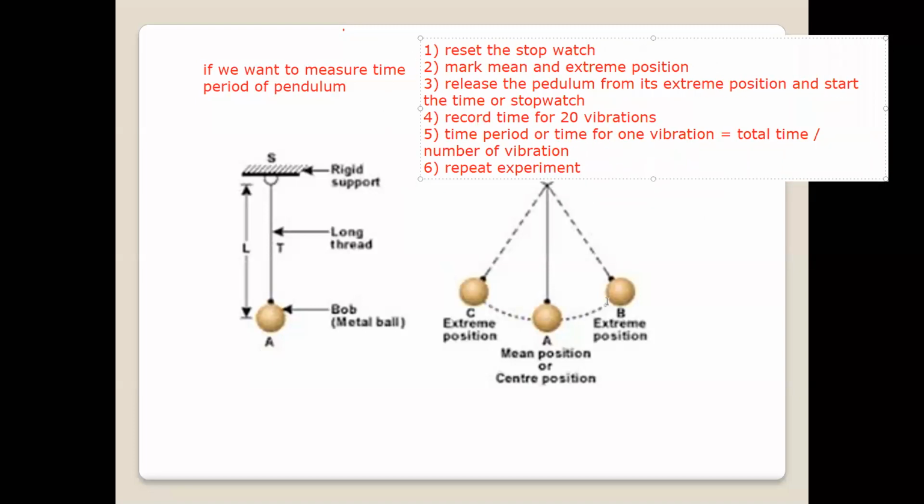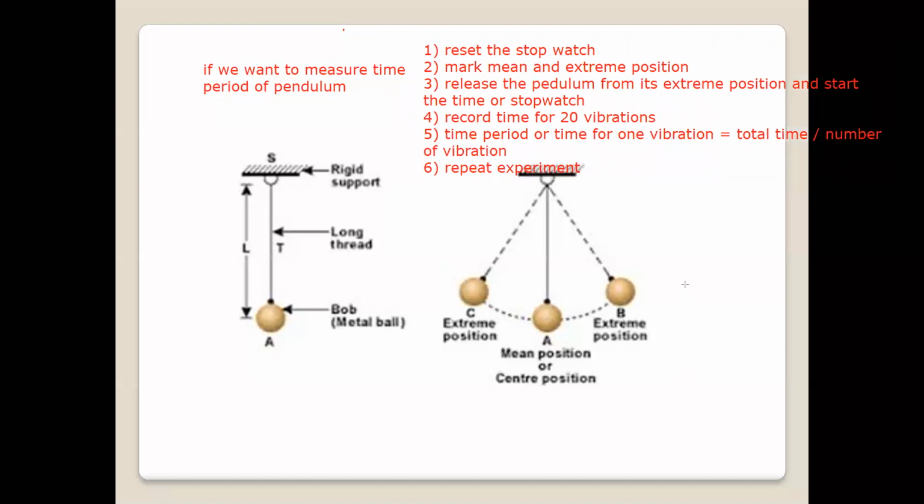So first you should reset the stopwatch. If there's a stopwatch, you will reset it. Reset the stopwatch means it should have 0 in the beginning. All the numbers should be 0. Then you move the pendulum, and you will mark the mean and extreme positions, so you should know what the extreme position is and what the mean position is. The reason for identifying the mean and extreme positions is so you can know when it is completing its vibration.